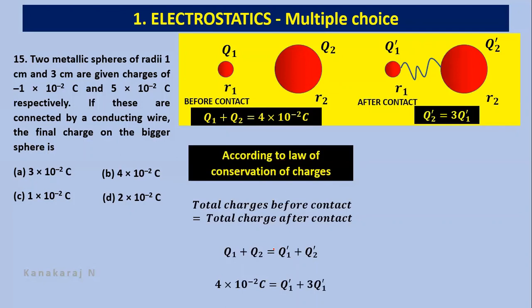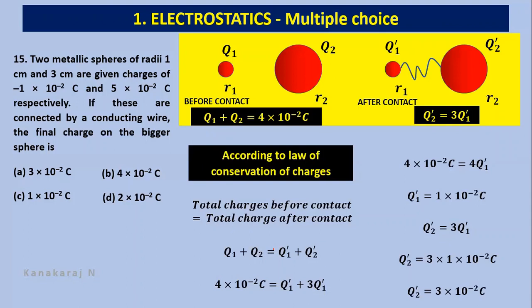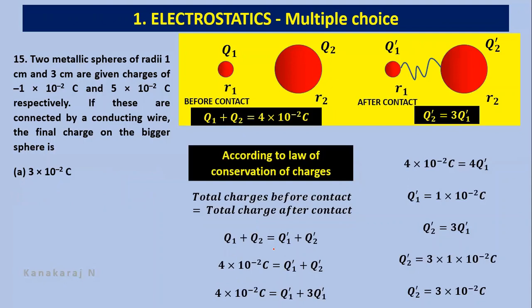We have derived that Q2 prime equals 3 times Q1 prime, we substitute that. So on the right hand side, we have 4 times Q1 prime, right? So 4 into 10 power minus 2 coulomb equals 4 times Q1 prime. Good. So the 4 cancels. So Q1 prime we found as 1 into 10 power minus 2 coulomb. So Q2 prime will be 3 times Q1 prime, that is equal to 3 into 10 power minus 2 coulomb. So the final answer is option A, 3 multiplied by 10 power minus 2 coulomb.